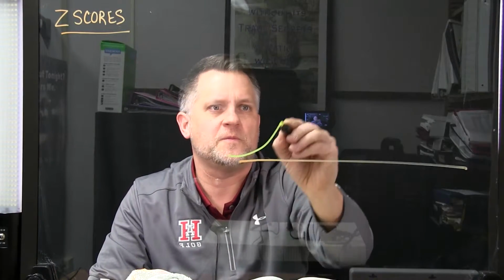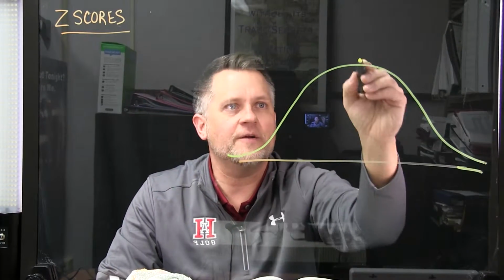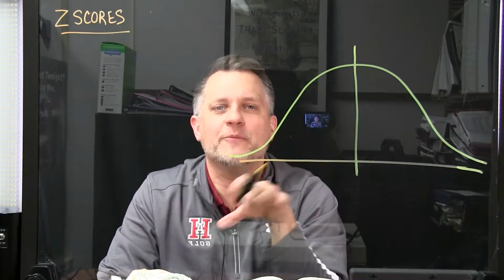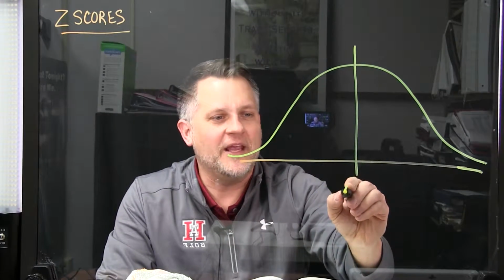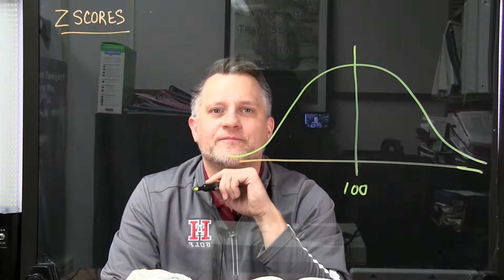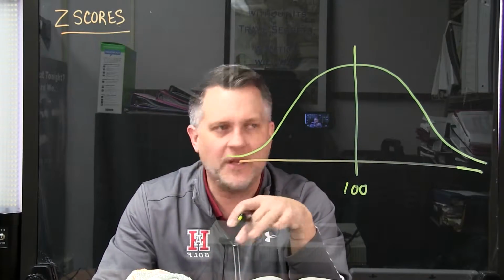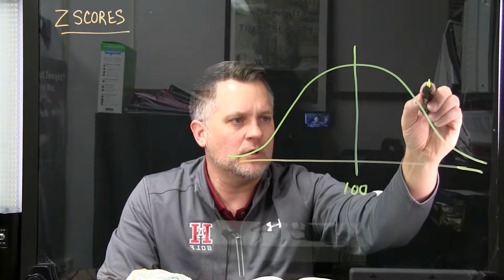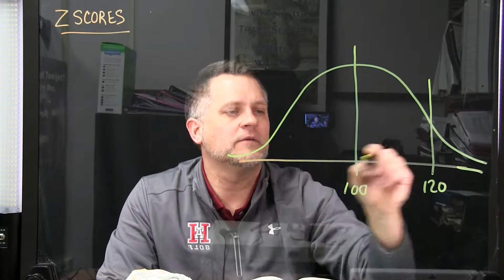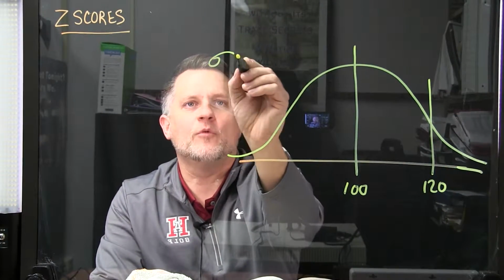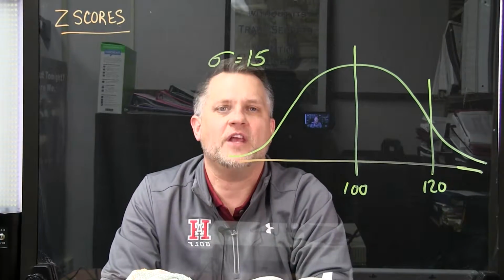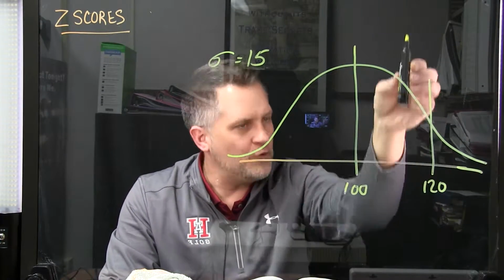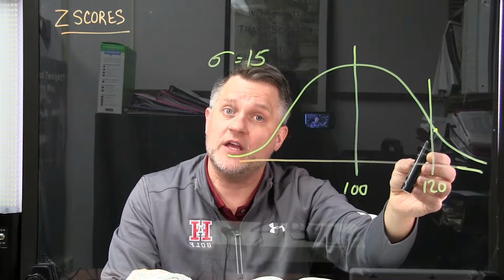Let me draw my bell curve again. I'm going to try a different color. Since this is my first time, I'm going to see which color actually works better. Okay, there's our bell curve, and I've gotten pretty good at drawing these over the years. So our mean is 100. Matthew scored a 120 on his. And we still know from what we said before, the standard deviation is equal to 15.